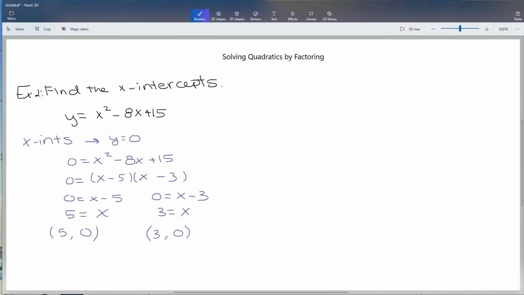All right. So now we've talked about solving quadratic equations using factoring. We've talked about applying that to x-intercepts, and I will see you guys in class.